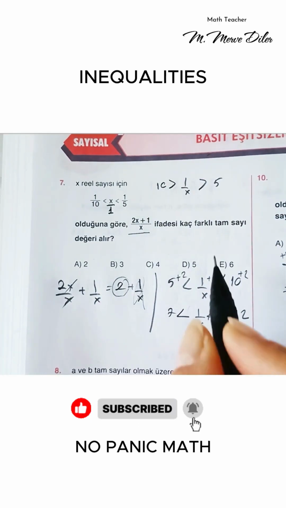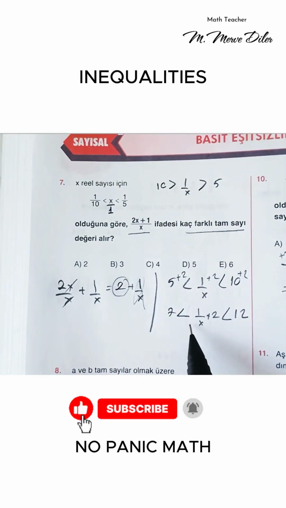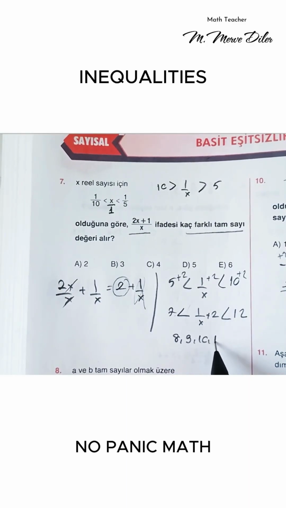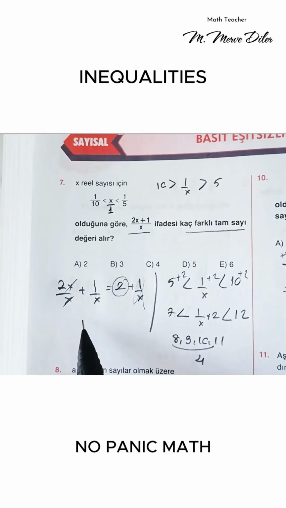They asked how many different integer values this expression can take. Friends, between 7 and 12, there are 8, 9, 10, and 11. It takes 4 different values, friends. Let's write it like this.